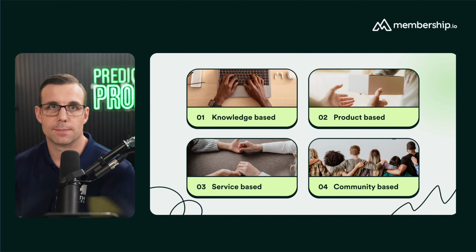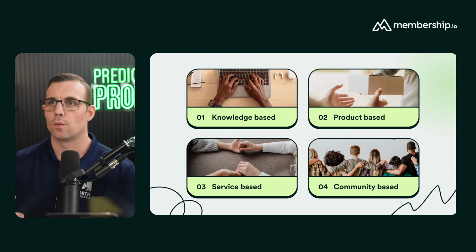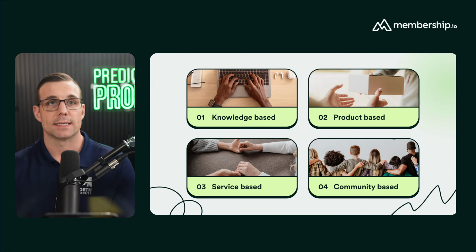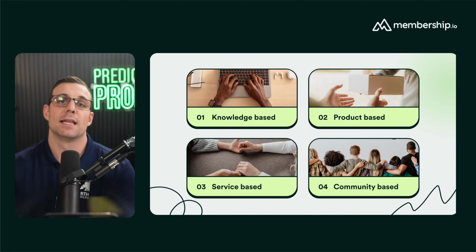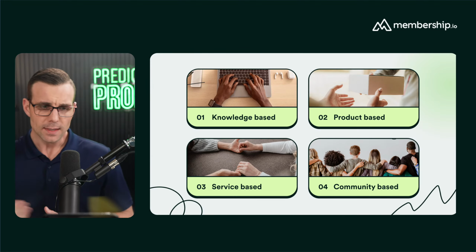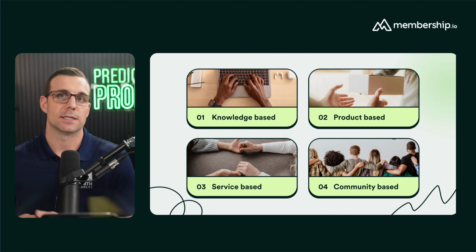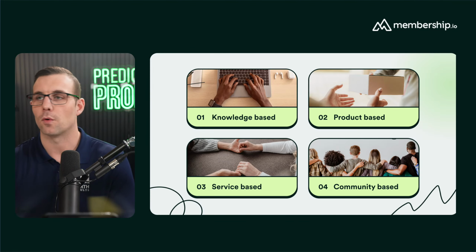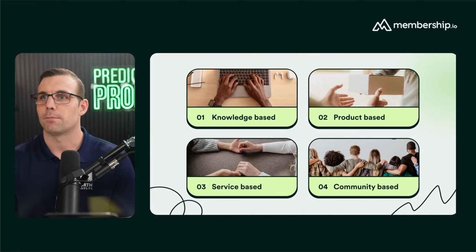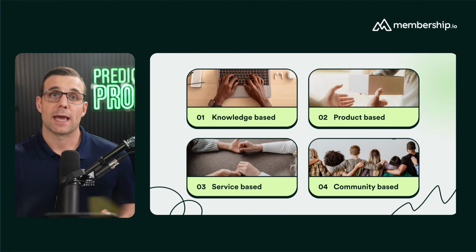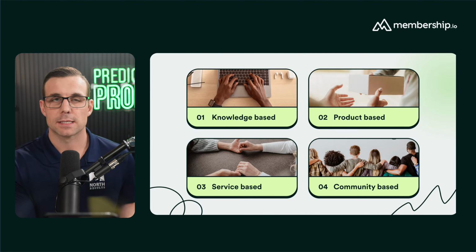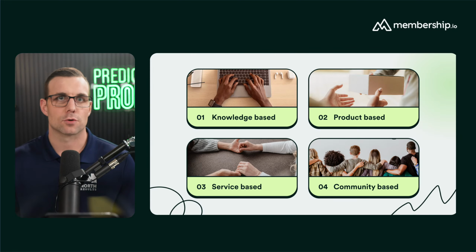Next, we have the product-based membership. This is where you're delivering a physical product each month. Think of a subscription box as a great example. Then we have a service-based membership. This is where you pay a monthly fee to get some sort of ongoing recurring service. Maybe you pay a certain monthly fee and you get a certain number of car washes or massages every month. Or a perhaps more relevant one is you pay a fee every month for your internet service. That's another example of a service-based membership or subscription plan.